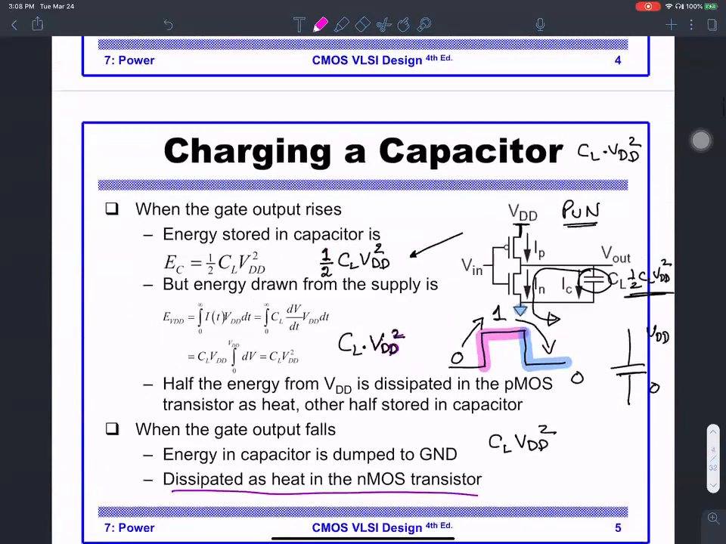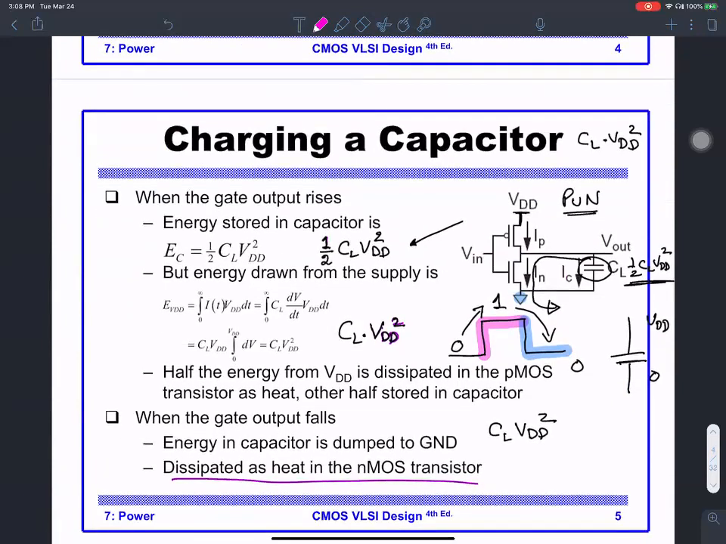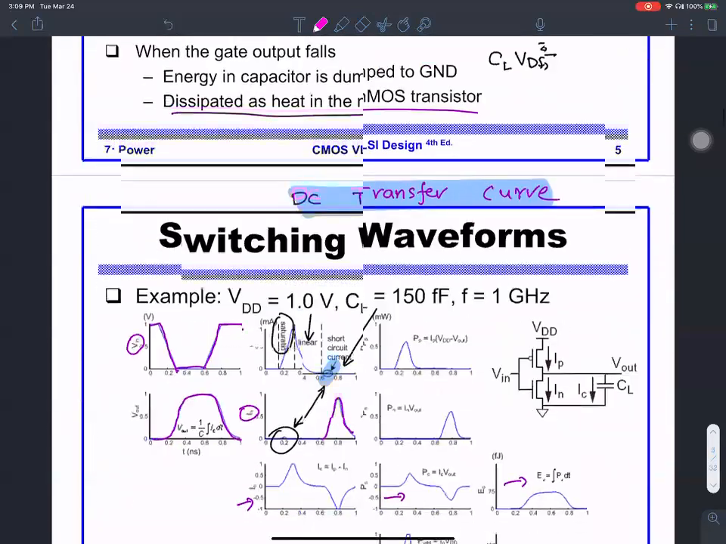Okay, and then I showed you how energy is stored in a capacitor, how energy is drawn from the power supply during the full cycle of charging and discharging. During the charging phase, energy is drawn from the power supply. During the discharging phase, it is dumped to ground, and charging happens through the PMOS transistor, and discharging happens through the NMOS transistor. Okay, that's what we discussed.